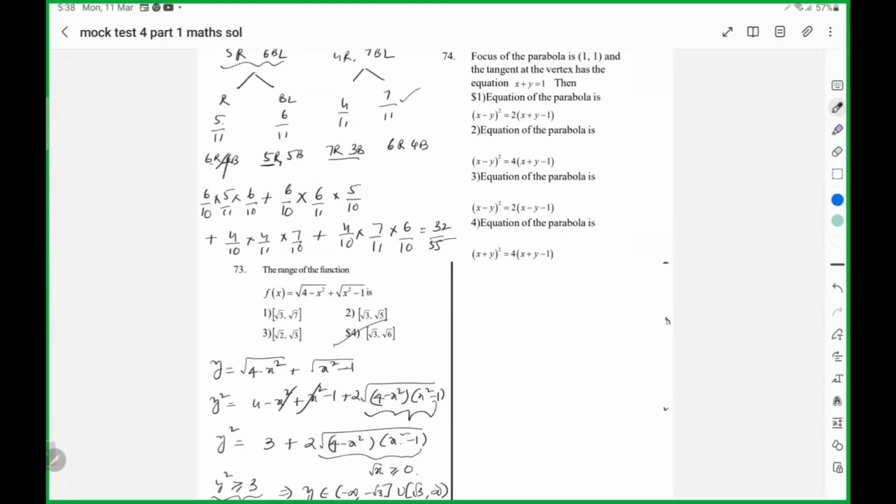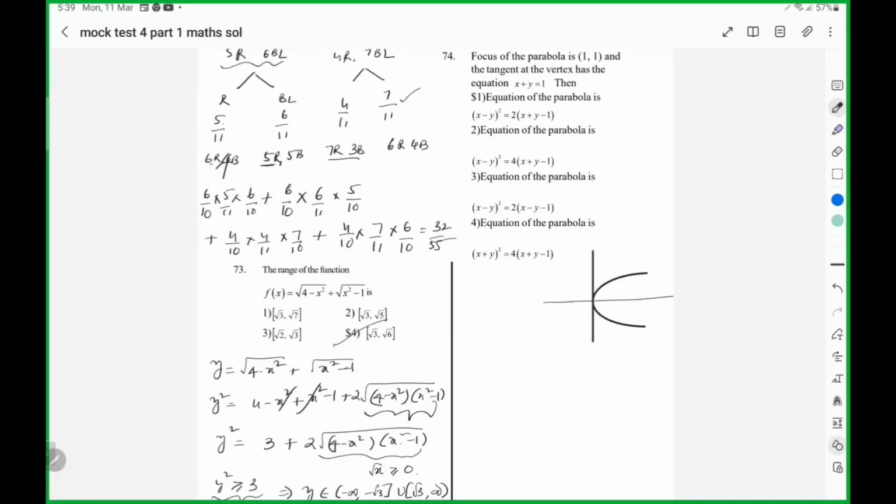Here, focus of the parabola. He given the focus of the parabola as 1 comma 1, and instead of giving a directrix he given the tangent at the vertex. So in such a case, how do we find the equation of the parabola?